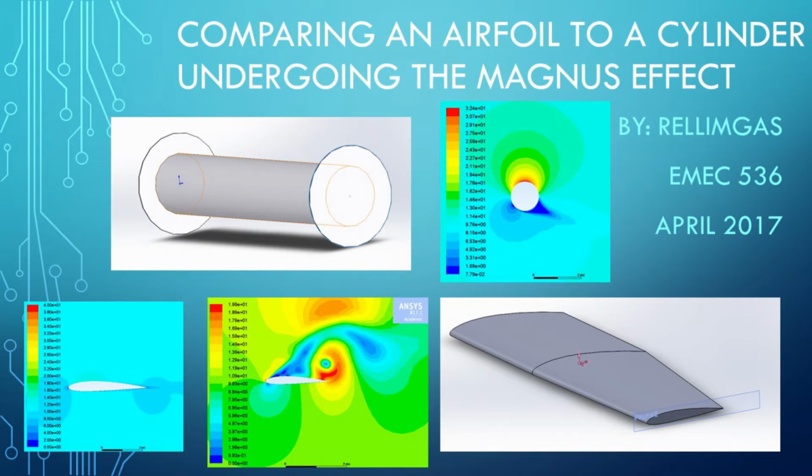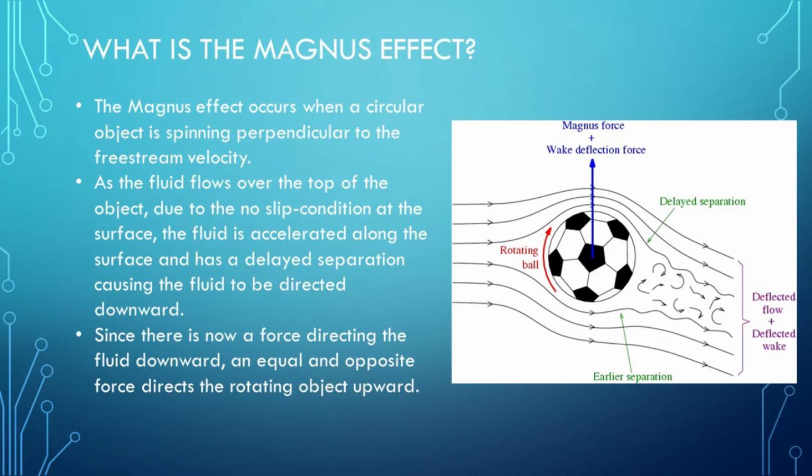Comparing an airfoil to a cylinder undergoing the Magnus effect. By rellimgas. The Magnus effect occurs when a circular object is spinning perpendicular to the free stream velocity.